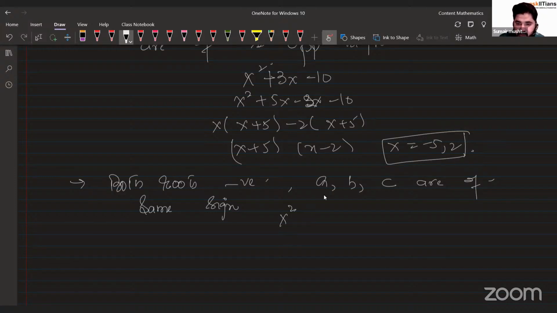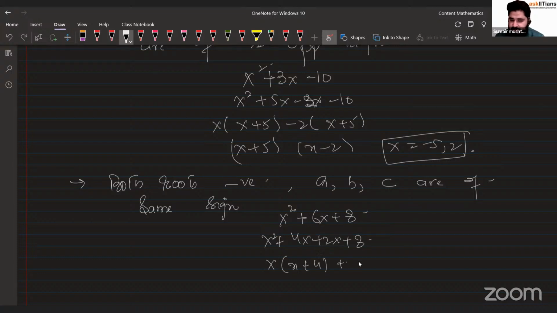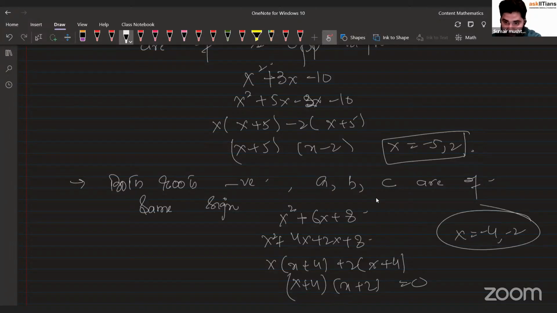Example, x square, take any number, plus 6x plus 8. Simple. I can write it as x square plus 4x plus 2x plus 8. x can be taken common, x plus 4. 2 can be taken common, x plus 4 again. So here x plus 4 and x plus 2. If I put it equal to 0, x equal to negative 4 and negative 2. So both the roots are negative. Clear?